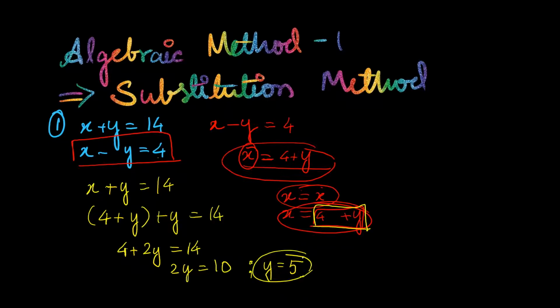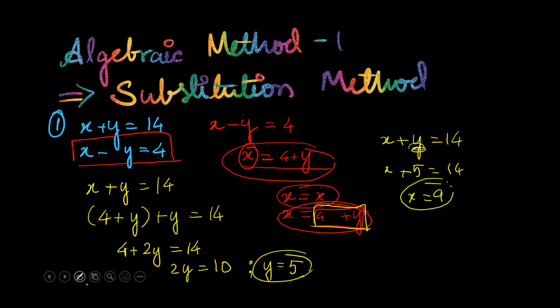After getting y as 5, finding x is not that big a problem. So basically I'm going to replace the y with 5 in this equation, right? Then I'm going to get my x by subtracting, which is 9. So the values we need in this question are x as 9 and y as 5.